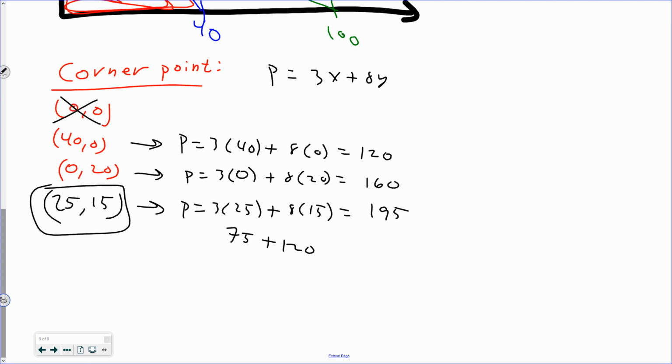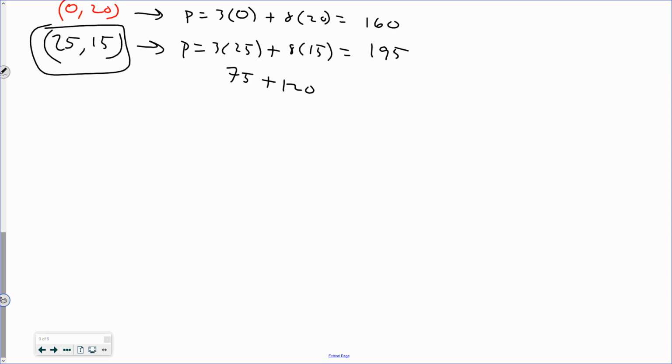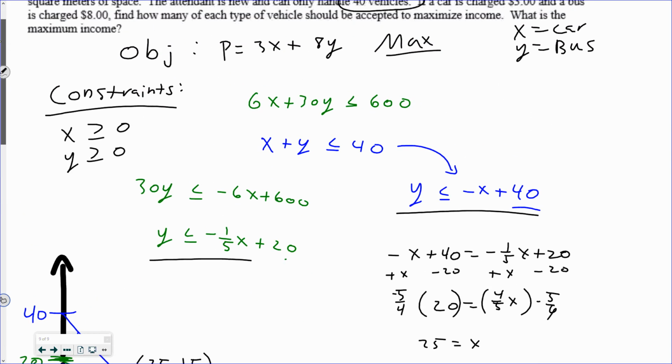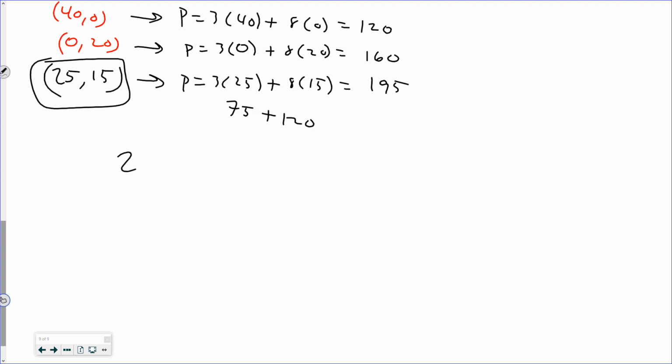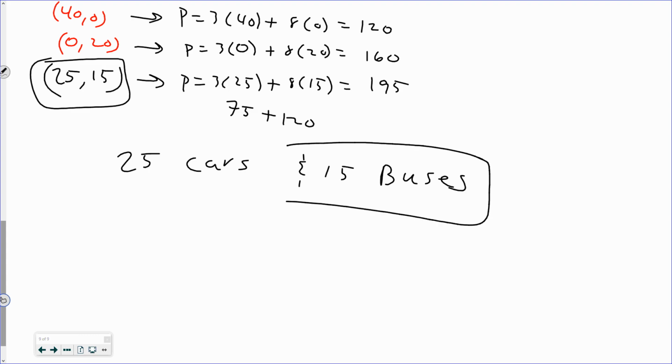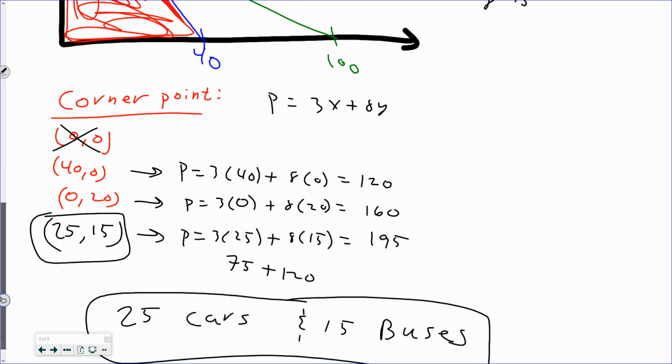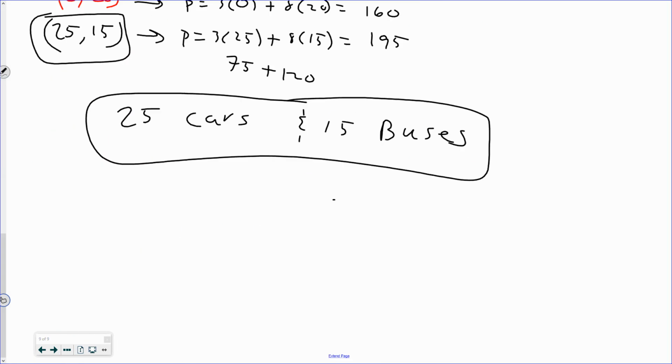So my answer is 25, 15. You cannot just give an answer like that. You have to write it out. You have to say that's, was it 25 cars? Yeah, 25 cars and 15 buses. And that's your answer. And that gives, oh, as for the maximum income, the maximum income is going to be $195.